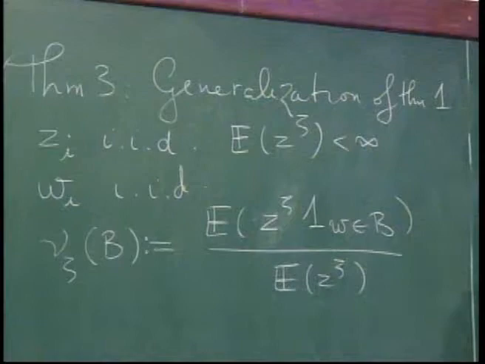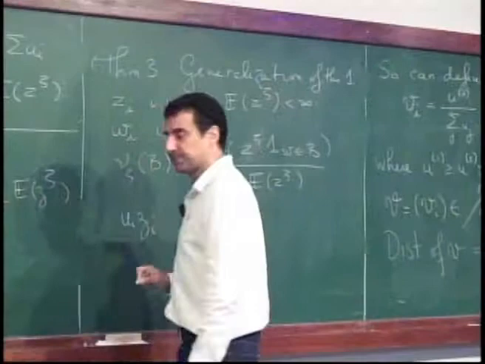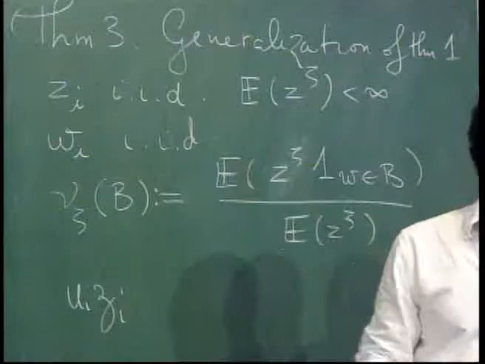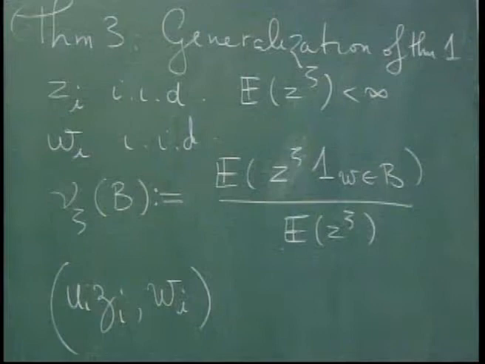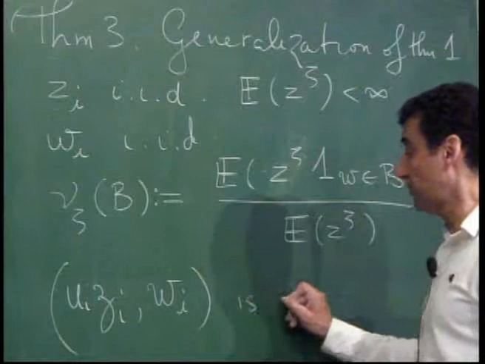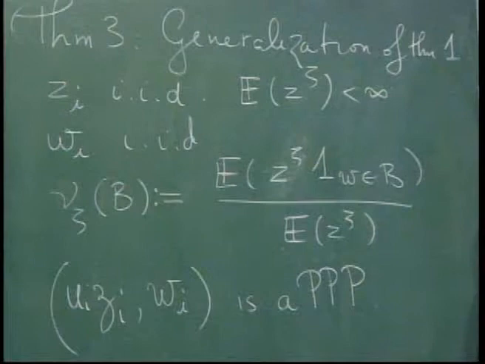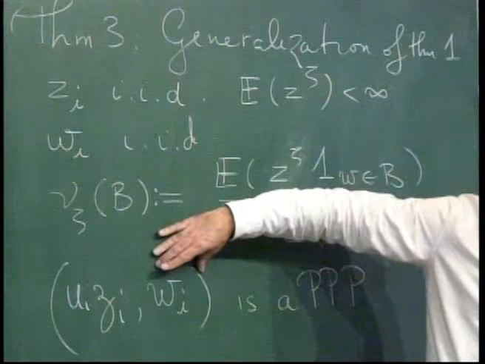And now I look at the following. Now I look at the u_i multiplied by Z_i, as before. My u_i's are my Poisson point process, as always. I multiply them by the Z_i's. And on top of that, I look at them with the W_i's. So now look at this couple, right? So I had this wealth of the rich guys, I multiply by a number, and then I add something else, okay? So this is, of course, a Poisson point process, right? Because this, we know this is a Poisson point process, and we have just marked it again, right? Added something else on top of it.